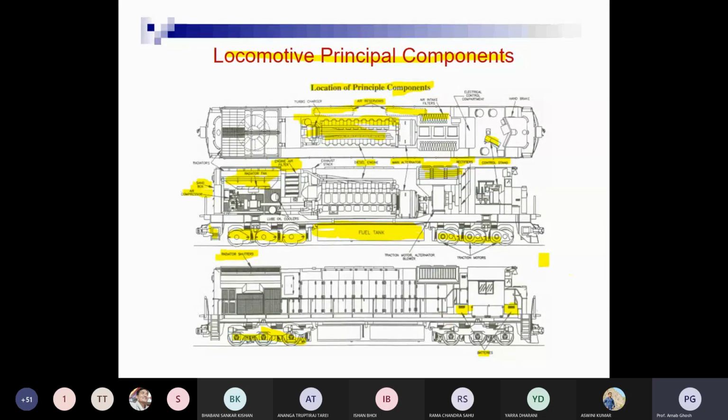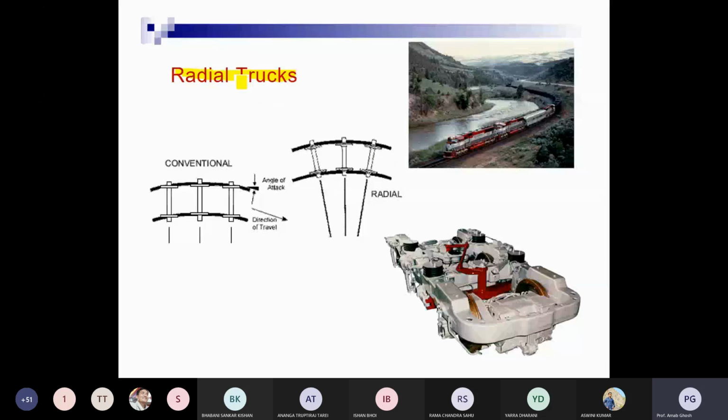Okay, so when it will be passing through the signal, it should provide, means that signal automatically will be read. Okay, so you know that diagrams. Then here you can see what are the radial tracks. So you know that what are the different types of tracks.